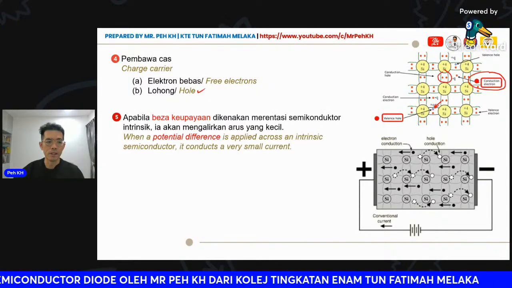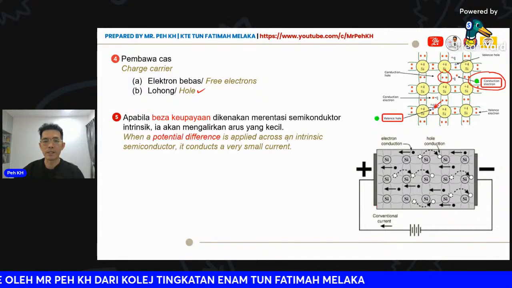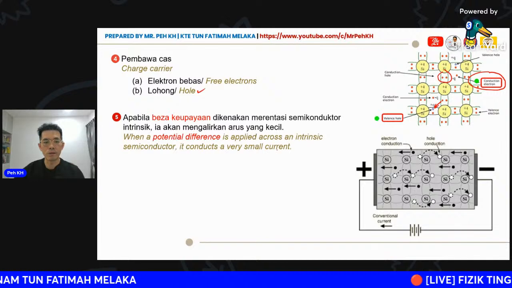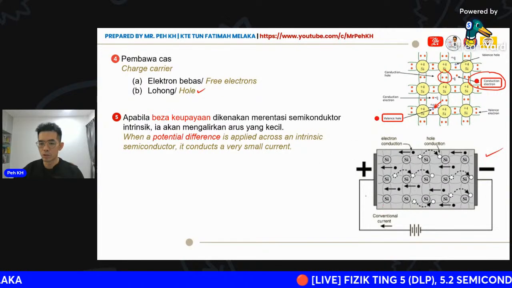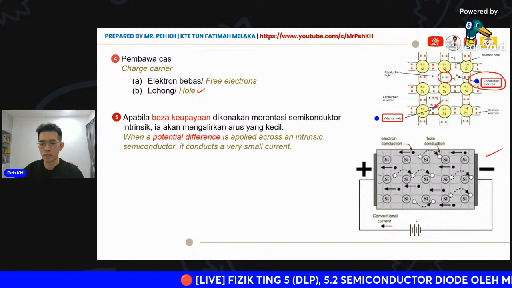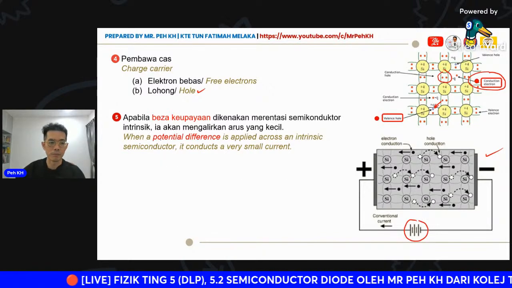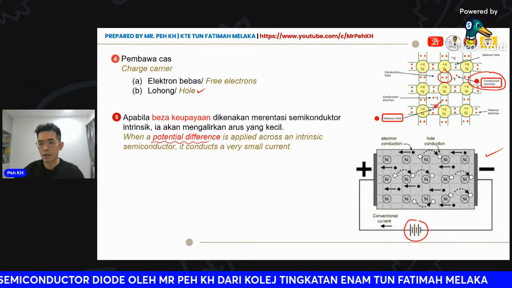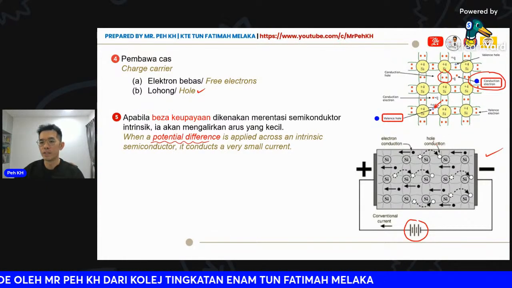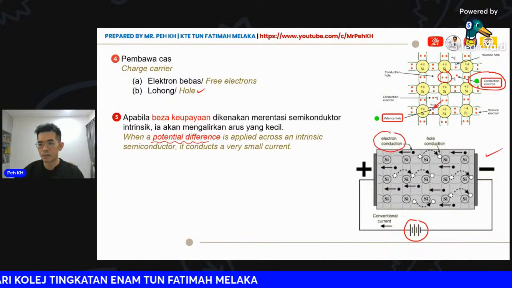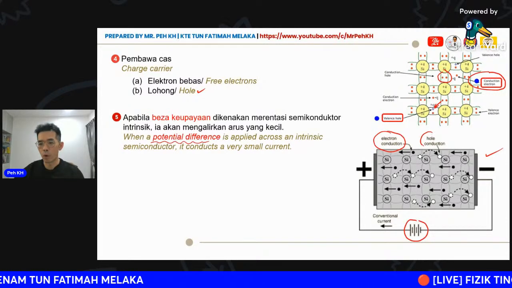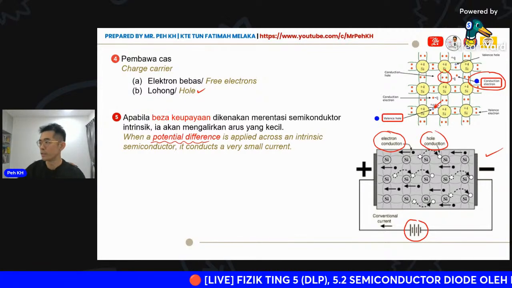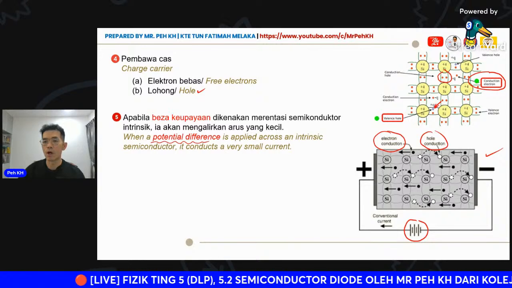Okay, so when a potential difference is applied across an intrinsic semiconductor, it conducts a very small current. So here you can look at this figure. The semiconductor is connected with a battery, which is the potential difference mentioned in sentence 5. This may cause the flow of the electron and also the hole. The movement of the electron and hole is in opposite directions and causes the current to be produced.